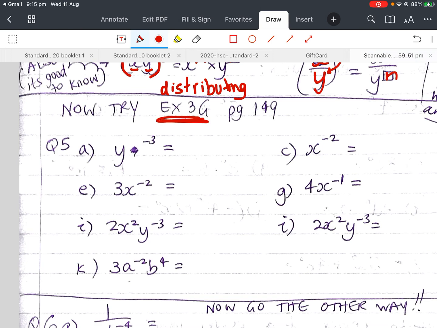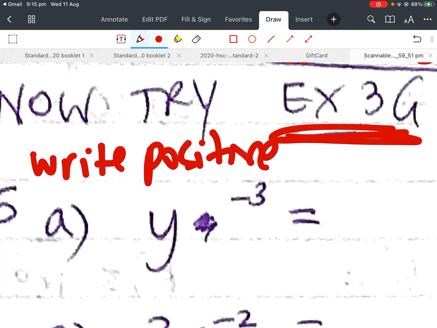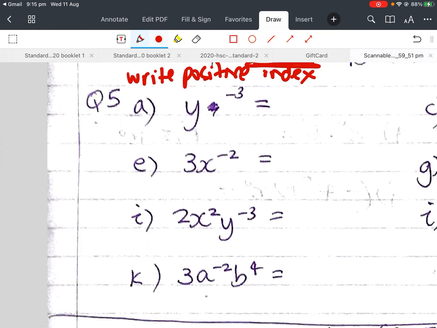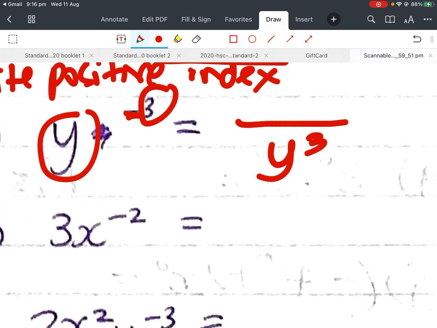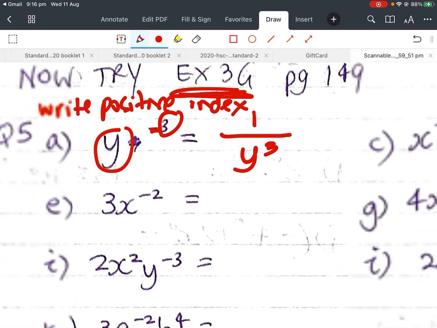So I didn't write the question down, but I'm assuming we have to write as a positive index. That's normally what they want us to do. So that means I can't have a negative in my index. Do you remember the shortcut to that one? Remember, minus means fraction line, and anything on either side goes into the denominator. Okay, and then if there's nothing on the top, we put a 1 on the top.